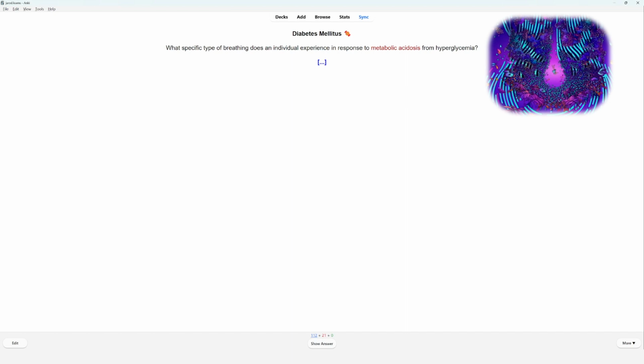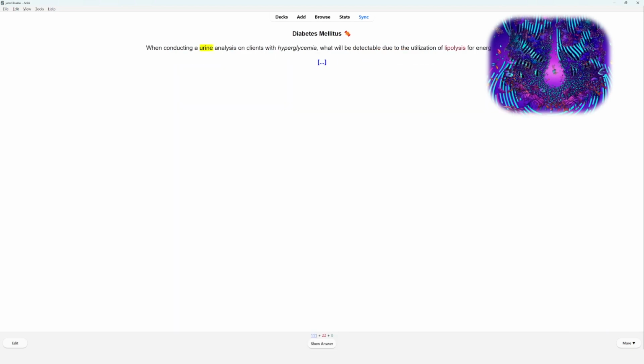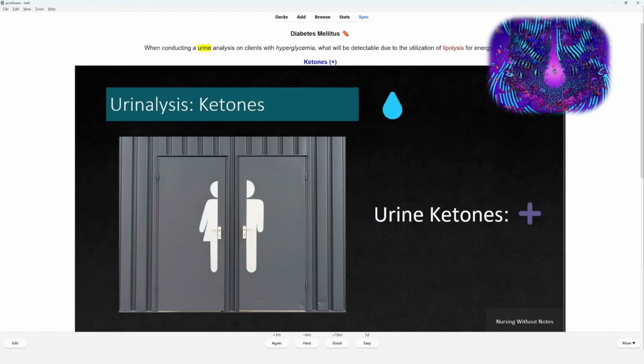What specific type of breathing does an individual experience in response to metabolic acidosis from hypoglycemia? It's Kussmaul's. Rapid deep Kussmaul's. All right, good. When conducting a urine analysis on clients with hypoglycemia, what will be detectable due to the utilization of lipolysis? We're just going to see ketones.